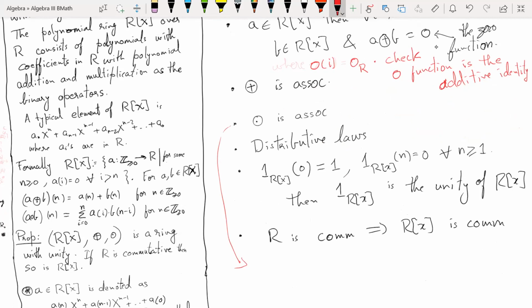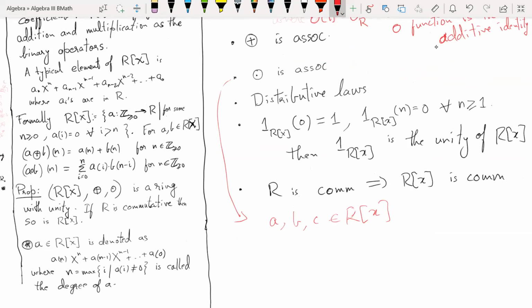Okay, so let A, B, C be three elements in Rx. Then A dot B dot C is our function, and we want to evaluate it at some number n. We want to show that that is the same as A dot B dot C evaluated at n. So let's try to do this.